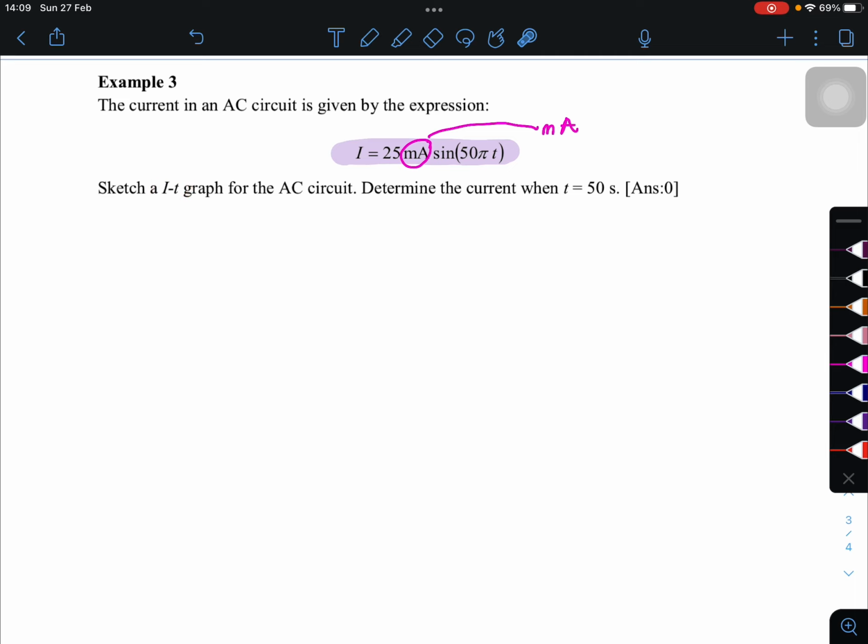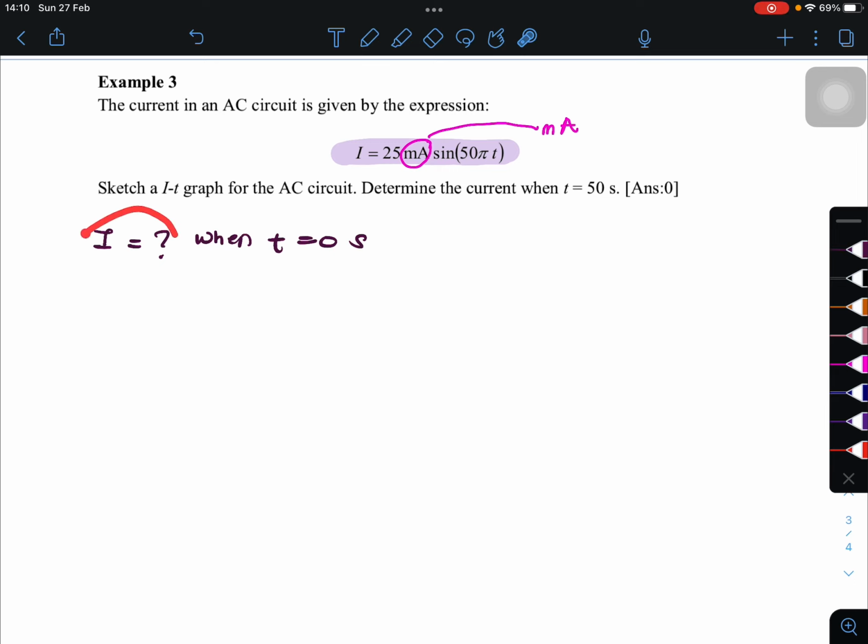Okay, so in order to sketch a graph, kita kena tahu graph kita start daripada mana. Adakah start daripada kosong, maximum value ataupun minimum value. Okay, so how do we know whether our graph starts from 0 or maximum or minimum? So in order to find that out, since this one adalah I-T, right? Current against time. So we need to find what is I when t is equal to 0 seconds.